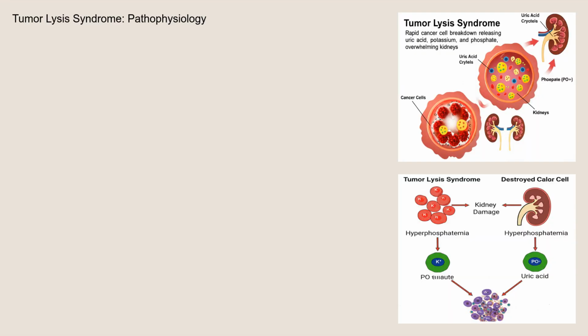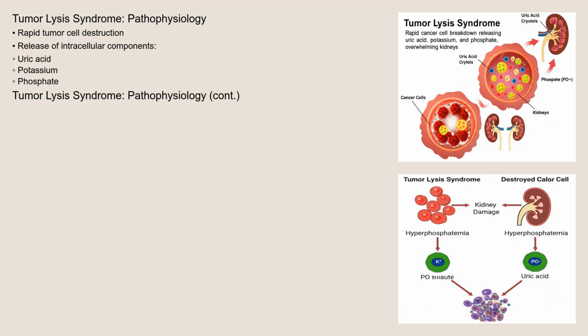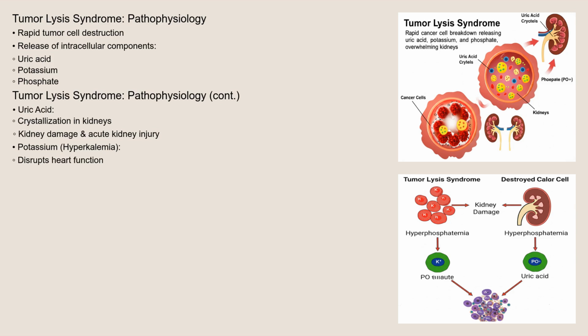Now let's understand the pathophysiology. The rapid destruction of tumor cells releases large quantities of intracellular components into the bloodstream. These include uric acid, potassium, and phosphate. The excess uric acid can crystallize in the kidneys, leading to kidney damage and acute kidney injury. High levels of potassium, known as hyperkalemia, can disrupt heart function and lead to life-threatening arrhythmias.